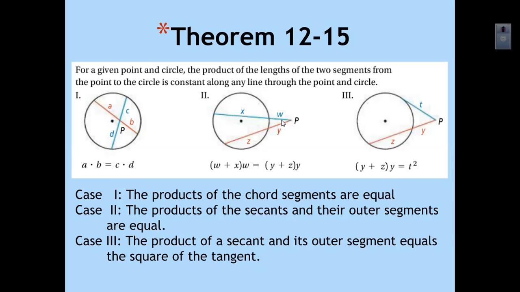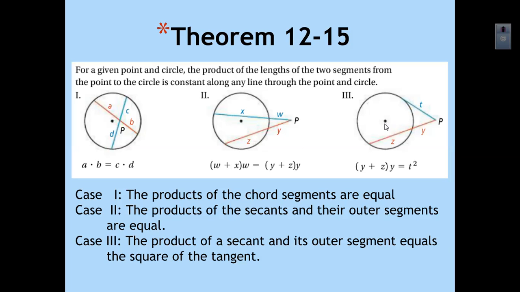In case 2, it is the outside length, W, times the entire length of the line. So it's the outside length times the entire length equals the outside length times the entire length of this other line. So Y times Y plus Z. That's why it's Y plus Z, because that is the length of the entire line. You add the Z length plus the Y length to get the full length here. So it's the outside part times the entire length.